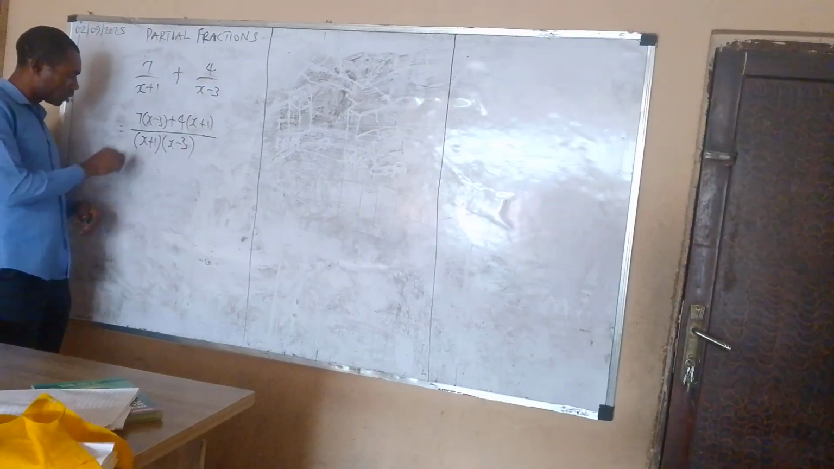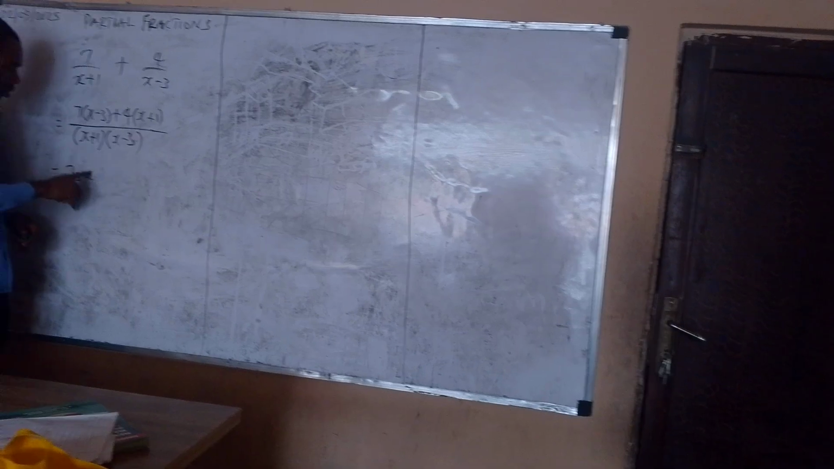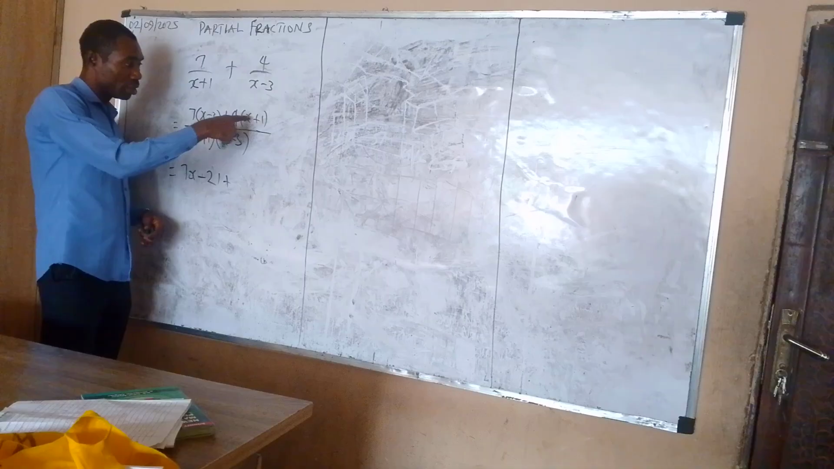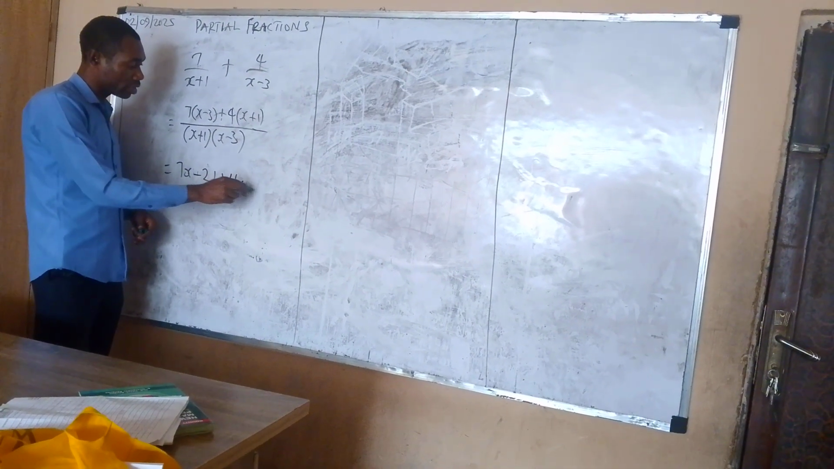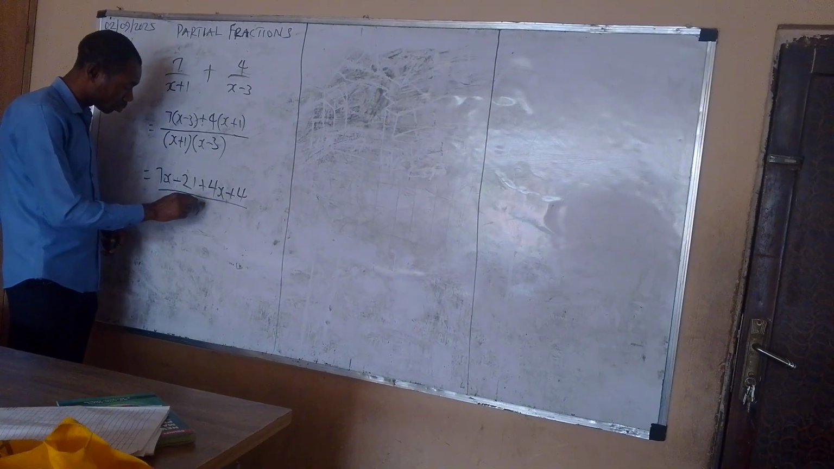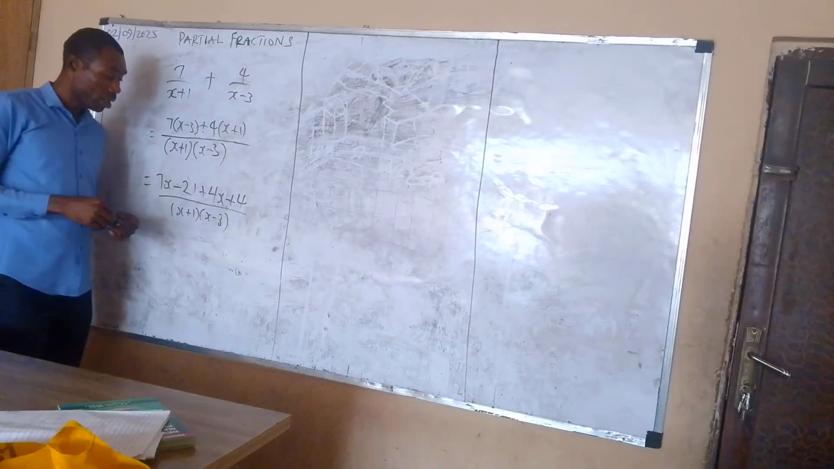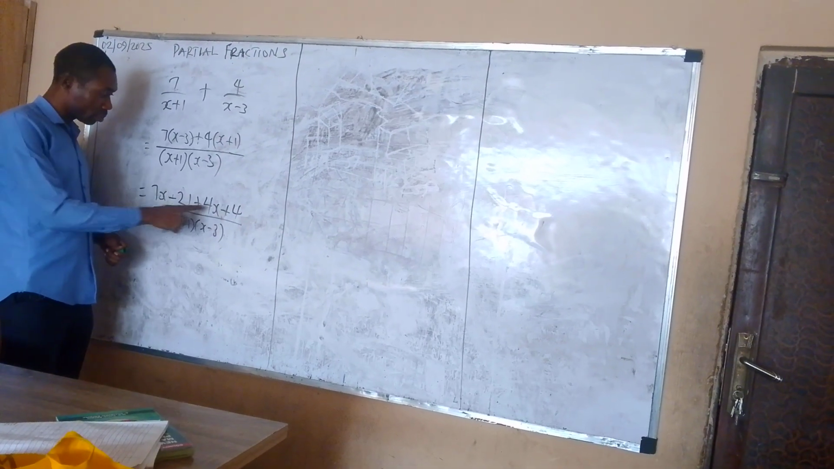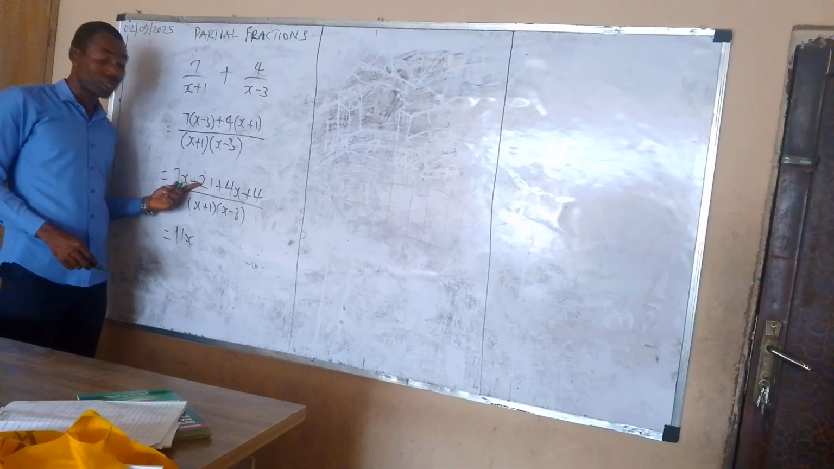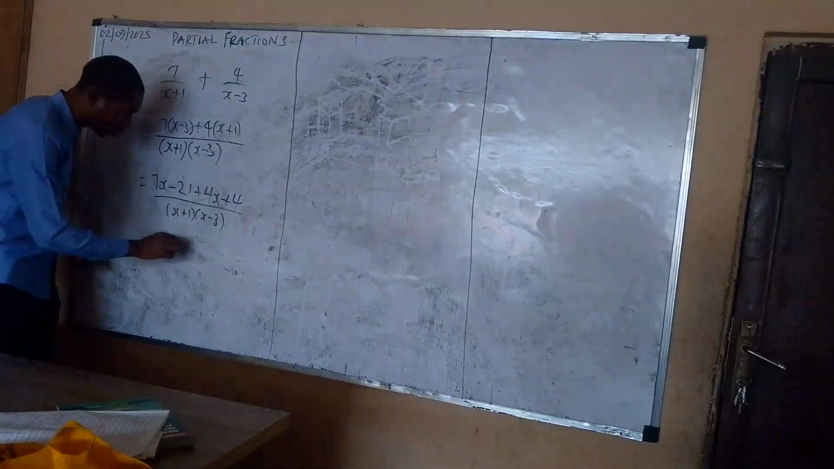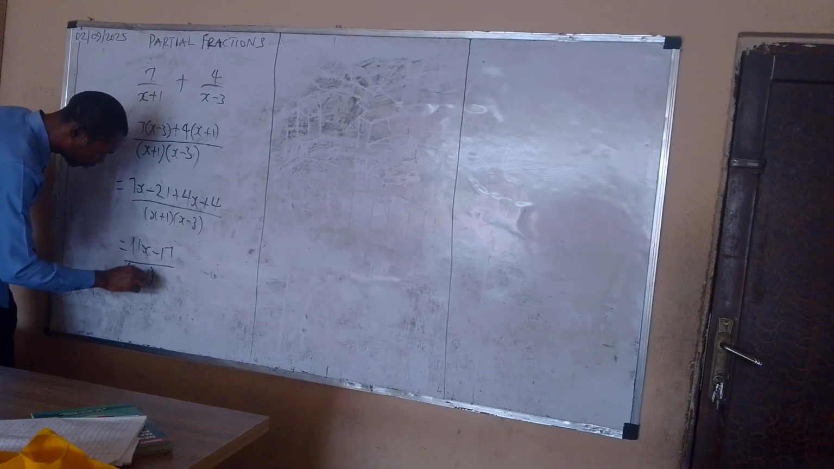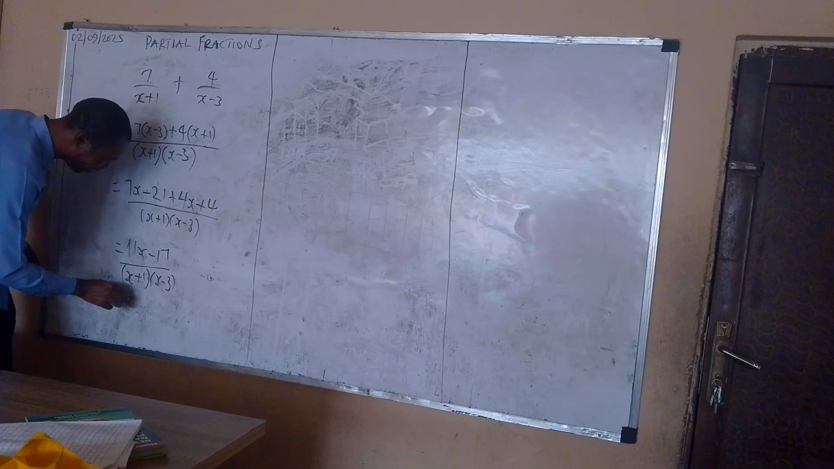Now let's expand this. 7 times x. We have 7x plus 7 minus 7 times 3, 21. Our plus here. Expand the bracket. 4 times x. We have 4x plus 4 times 1, 4. Everything over the denominator. Now add up the like terms. 7x plus 4x will give us 11x. Then minus 21, the constant, plus 4, the constant, will give us minus 17 over x plus 1 into bracket x minus 3. This is my answer.